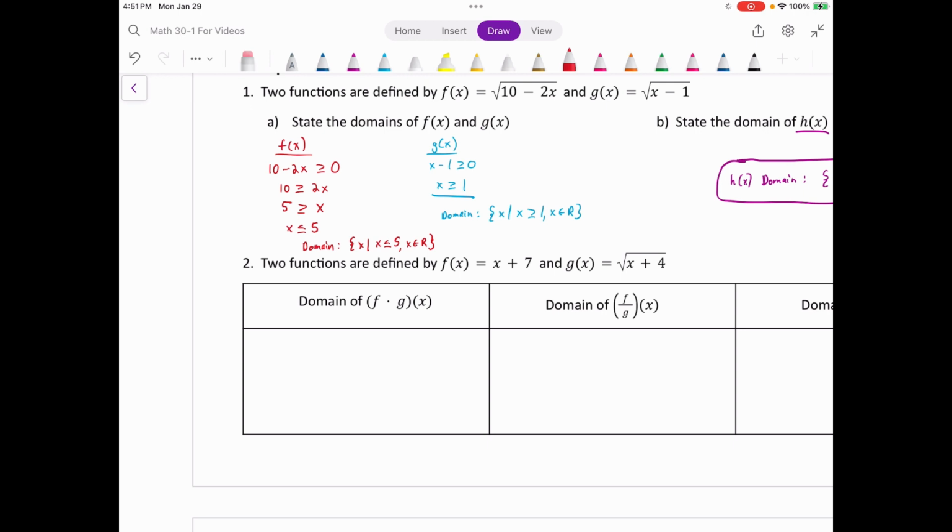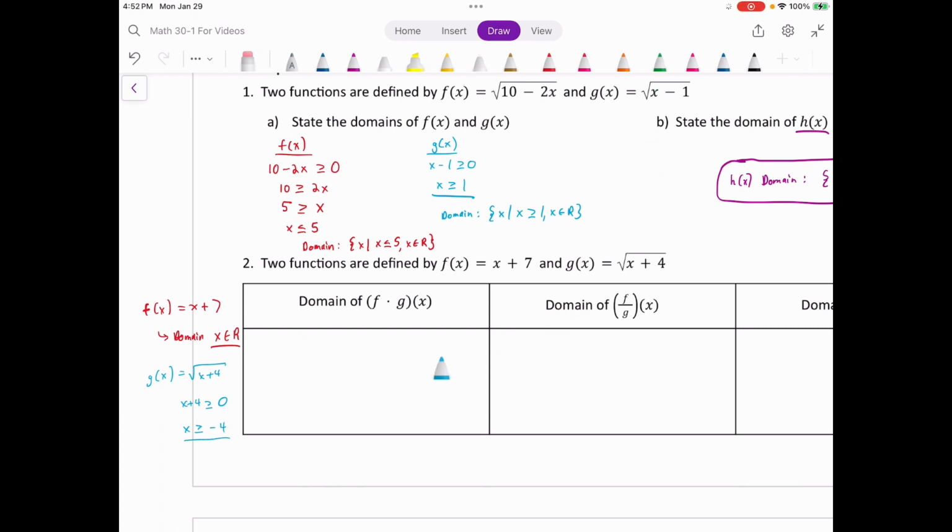f of x equals x plus 7. Well, we can add 7 to any number, right? The domain here is going to be all real numbers. Because I don't have much room, I'm just going to say that. I'm not going to do the full set notation. Apologies. Whereas for g of x, we can't have a negative. So for g of x equals root x plus 4, we can't take the square root of a negative, which means x plus 4 needs to be greater than or equal to 0, which means x needs to be greater than or equal to -4.